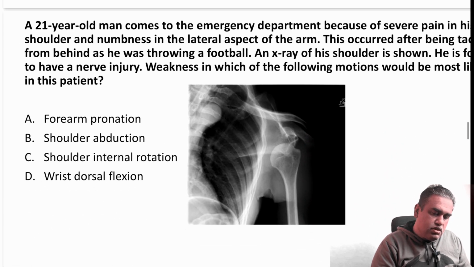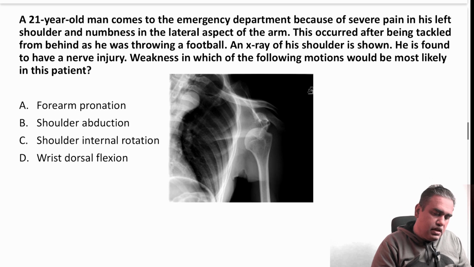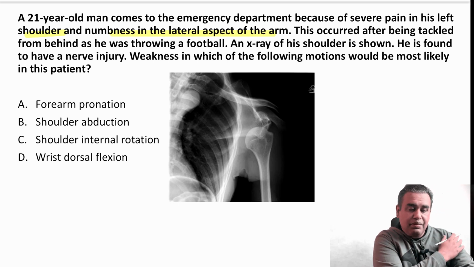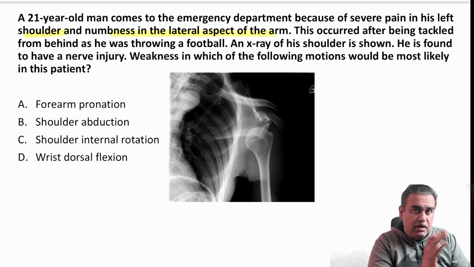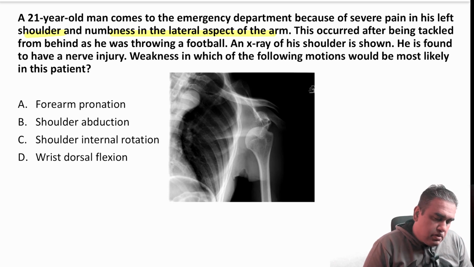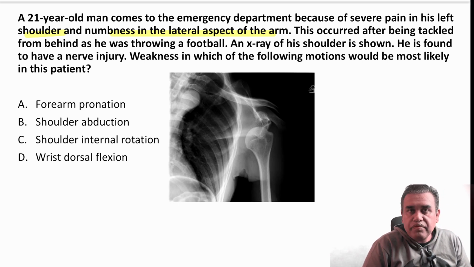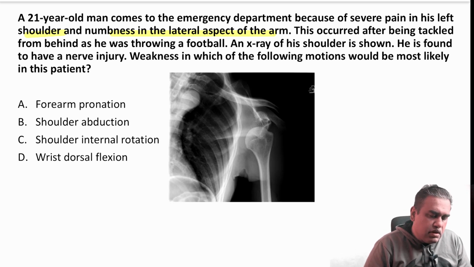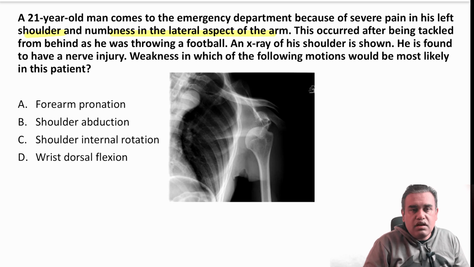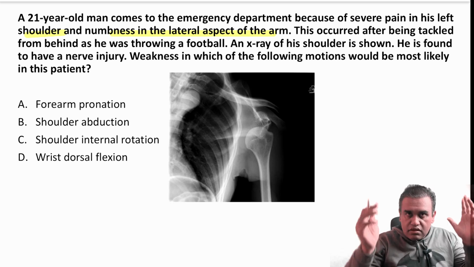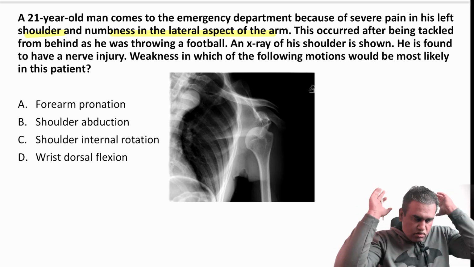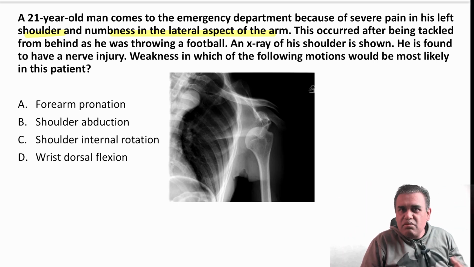A 21-year-old comes to the emergency department because of severe pain in his left shoulder. A 21-year-old man had pain in the left shoulder, okay, and numbness in the lateral aspect of the arm. This occurred after being tackled from behind as he was throwing a football. There is a football match going on and he is throwing in the football. Normally we use the lower limb, but when the ball is out, the players throw from the boundaries of the ground, a throw-in. So in this position he was attacked from behind.